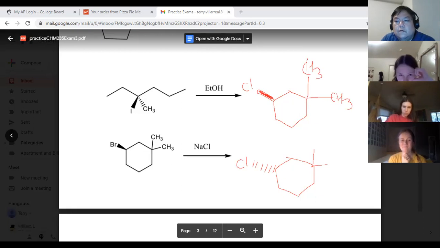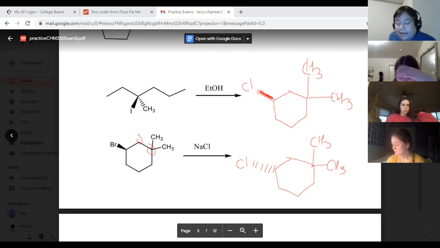Shifts. Yep, they were trying to get you to fall for a shift. But remember, you only have a shift if it is directly adjacent. In this case, you are 2 carbons away. So if you're 2 carbons away, you will not have that shift. You have to be adjacent to it. And it is a stereo center, so you're going to get 50-50 again, retention and inversion.